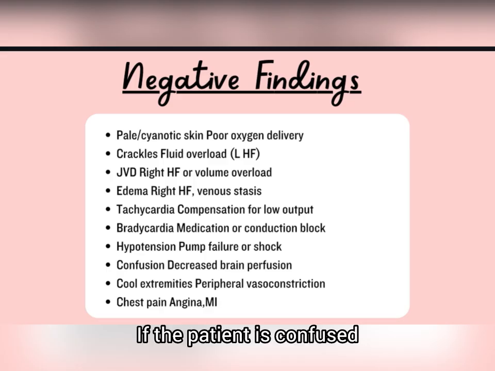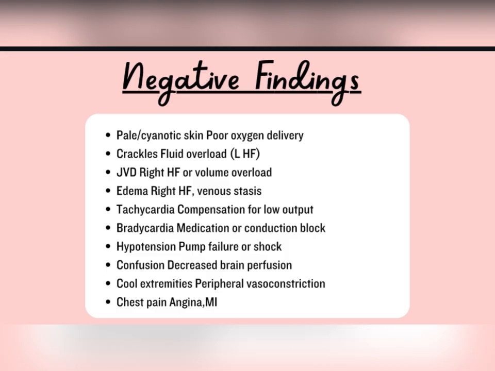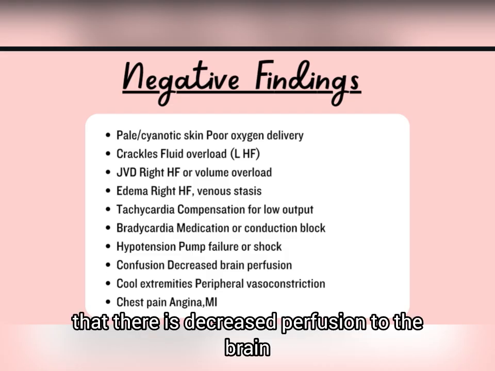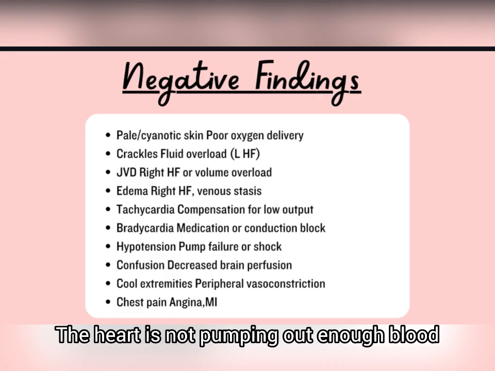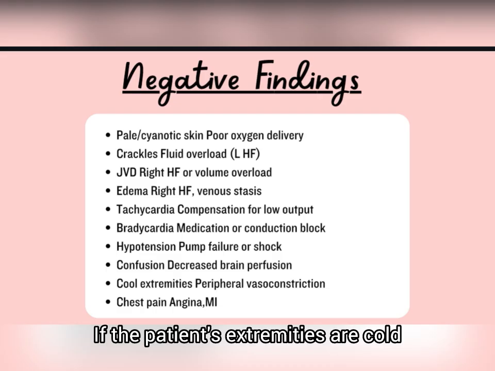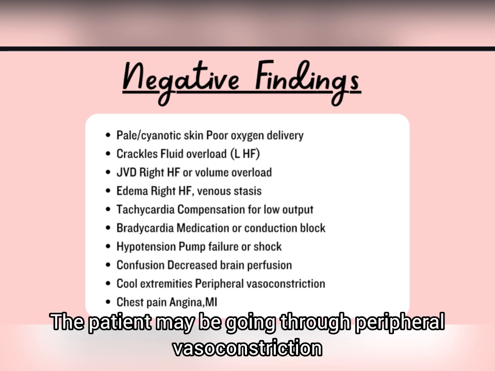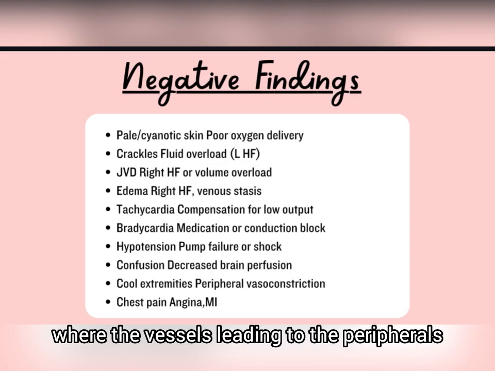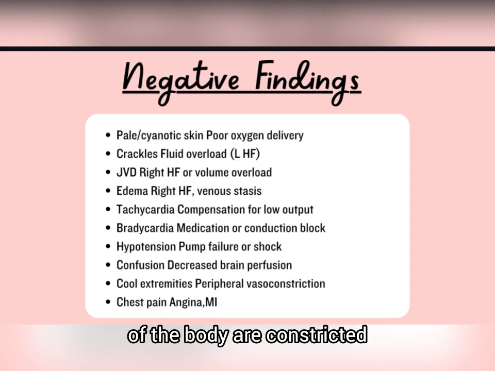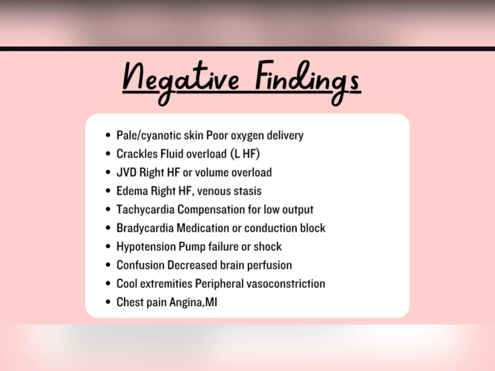If the patient is confused, delirious, agitated, unresponsive, it may be due to the fact that there's decreased perfusion to the brain. The heart is not pumping out enough blood to be delivered to the brain. If the patient's extremities are cold, the patient may be going through peripheral vasoconstriction, where the vessels leading to the peripherals of the body are constricted, such as to the feet and to the hands.